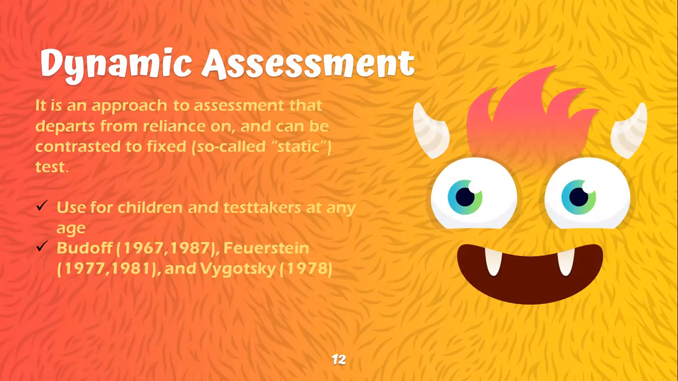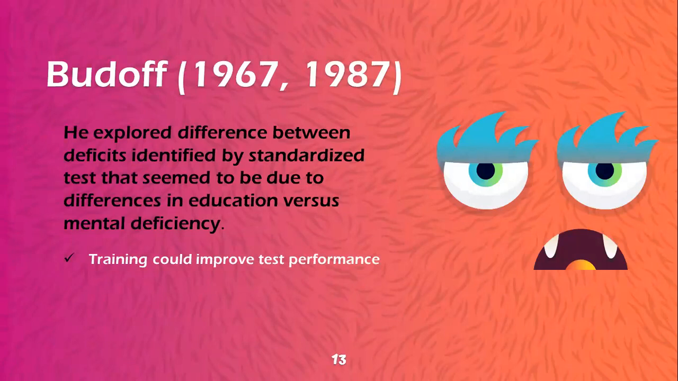Now, dynamic assessment can be seen in the work of Budoff, 1967 and 1987, and Feuerstein, 1977, 1981, and of course, the most famous, Lev Vygotsky with his 1978 zone of proximal development. So let's discuss Budoff first.